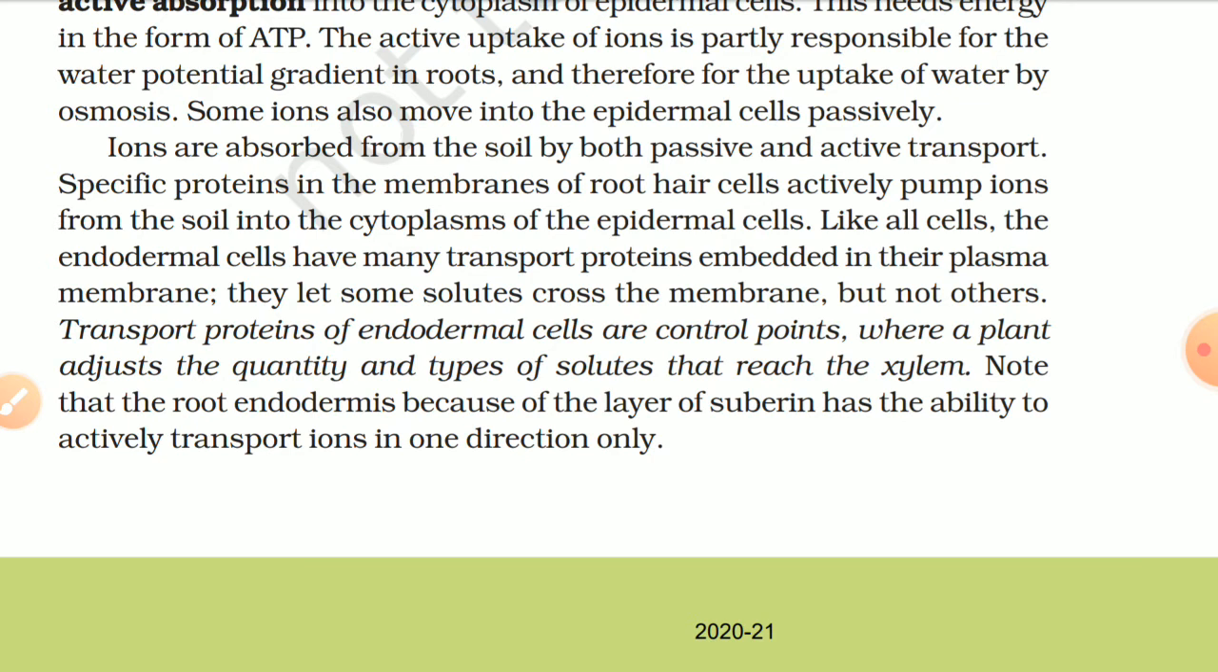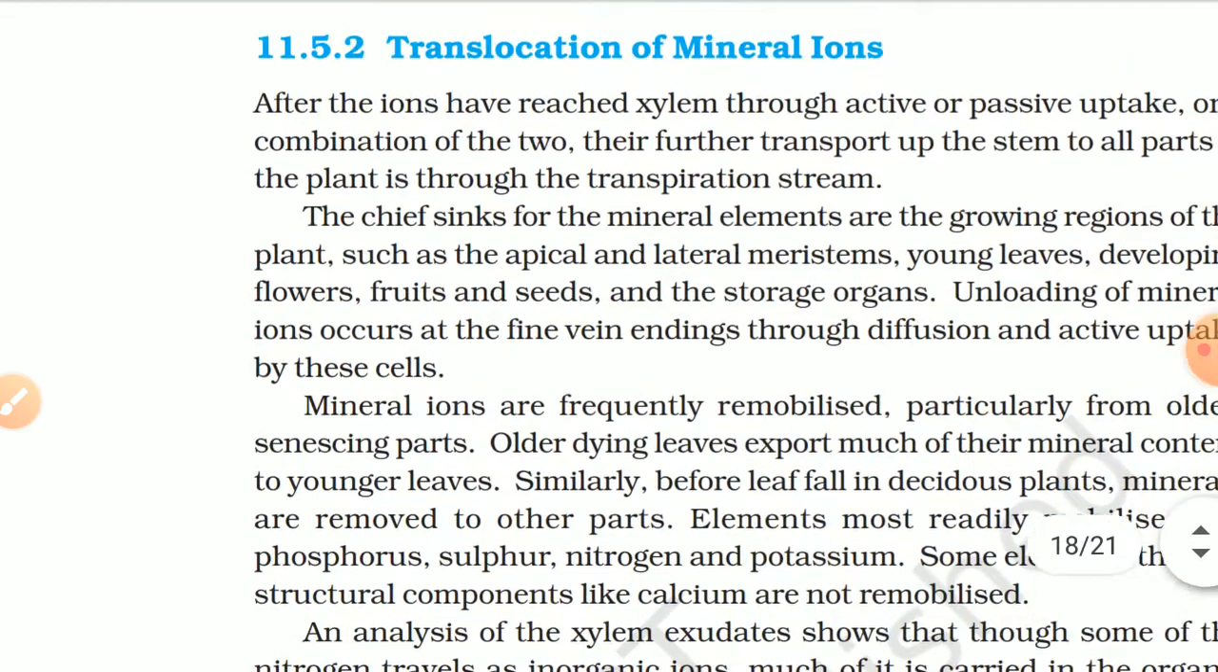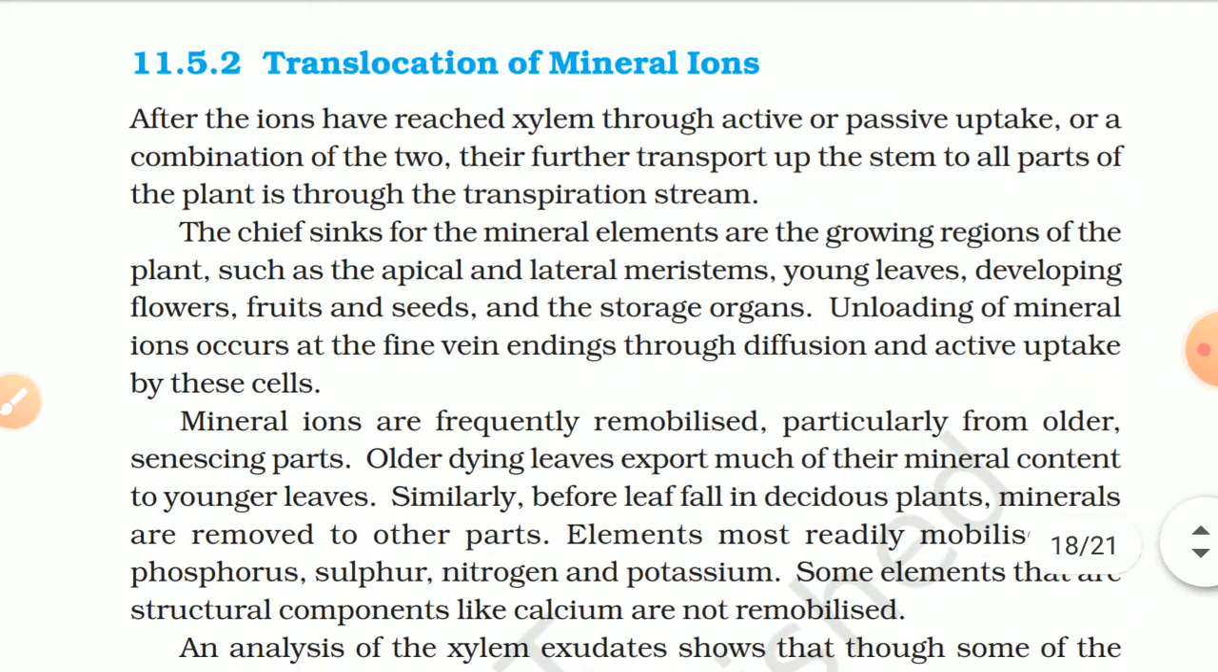Like all cells, the endodermal cells have many transport proteins embedded in their plasma membrane. They let some solutes cross the membrane but not others. Transport proteins of endodermal cells are control points where a plant adjusts the quantity and type of solutes that reach the xylem. Note that the root endodermis, because of the layer of suberin, has the ability to actively transport ions in one direction only. 11.5.2 Translocation of mineral ions.